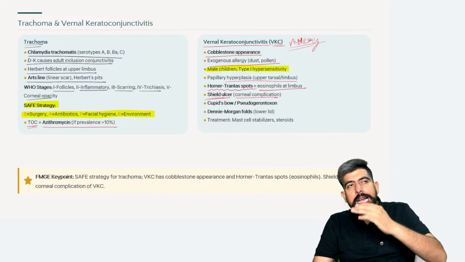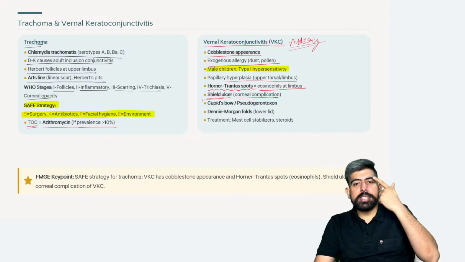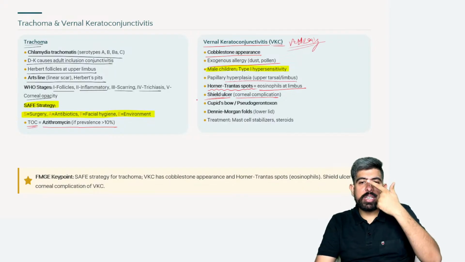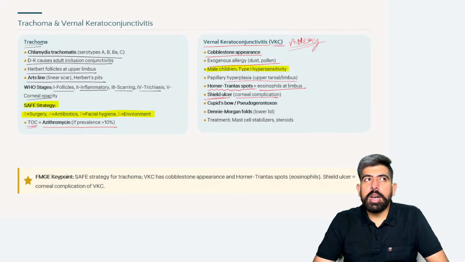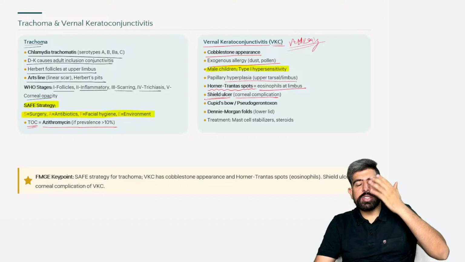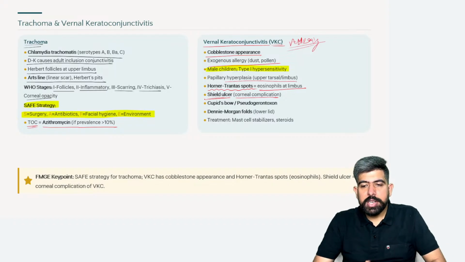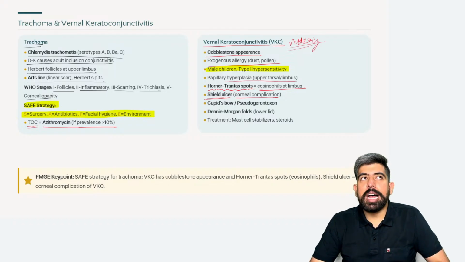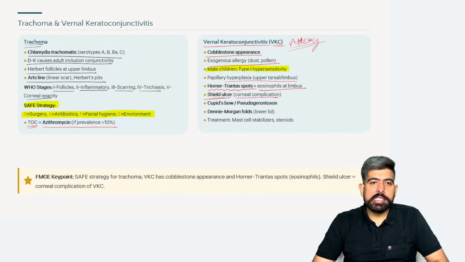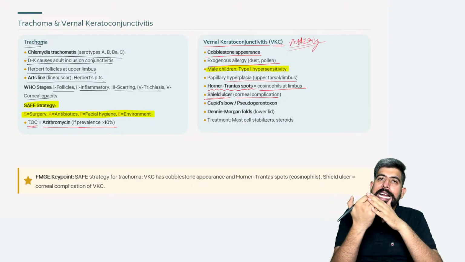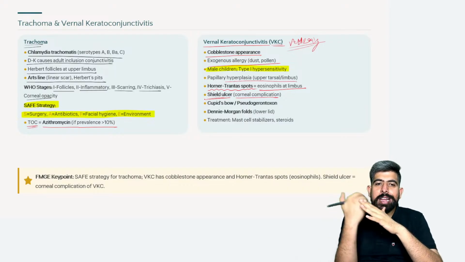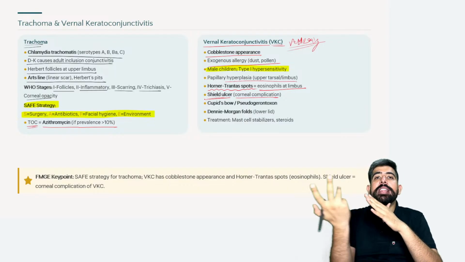What is the shield ulcer? As the patient has a cobblestone appearance over the upper tarsal conjunctiva, whenever the patient opens and closes the eyes, what will happen in this condition? There is rubbing of the cornea against the cobblestones. Due to this rubbing, there will be epithelial erosion.